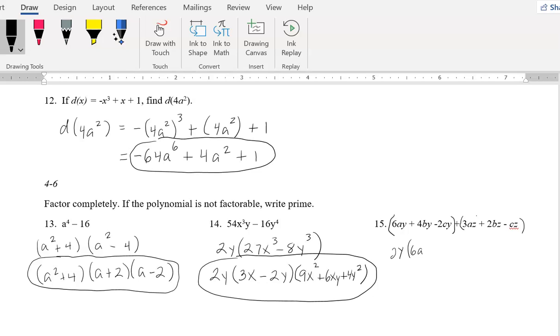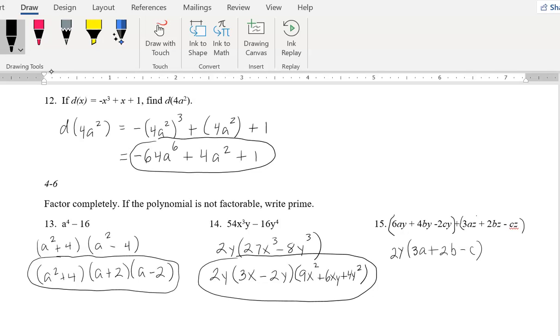because you can divide 2y into each one of these. All right, so 2y divided into 6ay is 3a, and then 2y divided into 4by, that's 2b, and then 2y into negative 2cy, that would be minus c.